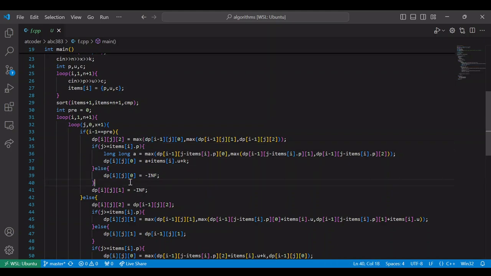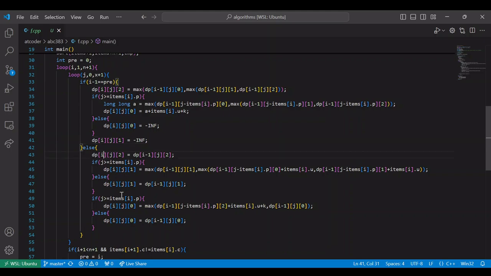So if it is not, then this means that it is impossible to choose the current item. However, this DP state represents when only one item is chosen, so if it is impossible to choose, then we can set the DP to negative INF, because this case is impossible. And since dp[i][j][1] represents when more than one item is chosen, and since we're only on the first item of this color, it is impossible to have this case, so we can also set it to negative INF.